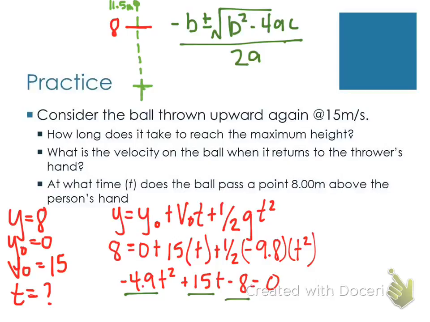So why are we getting 2 positive possible answers? Is it going up? Yes, perfect. It's going to hit 8 meters on the way up, and it's going to hit 8 meters on the way down. So both of those answers are correct. It hits 8 meters on the way up and on the way down. So we've got to have 2 different times there. All right?